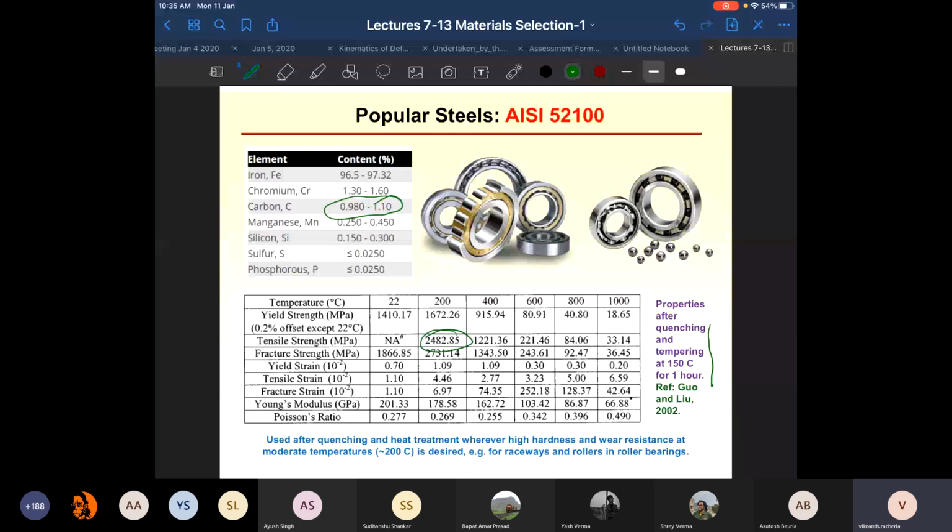All right. But as opposed to 4340, you see that the tensile strain or the fracture strain of the material is very small. At room temperature, the material fractures at 1% strain. So what does it mean? Practically speaking, what does it mean?